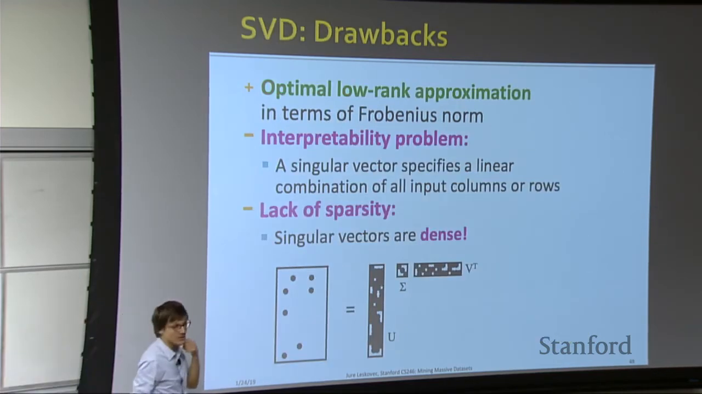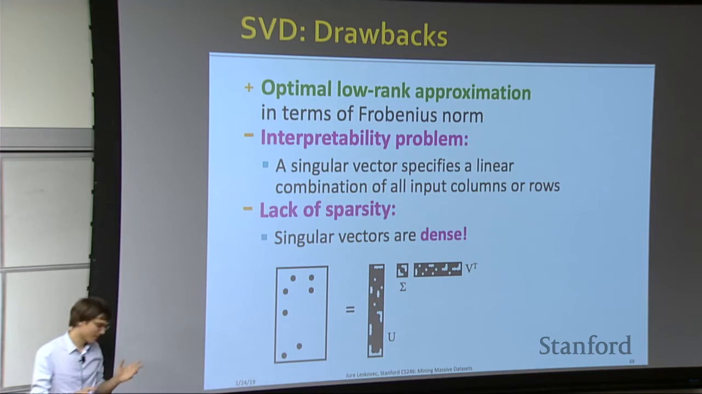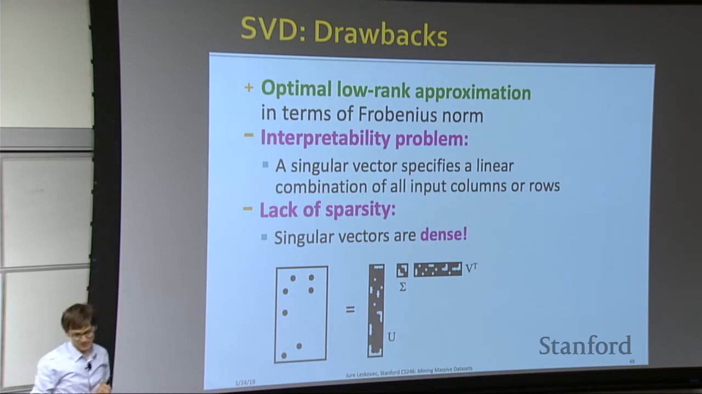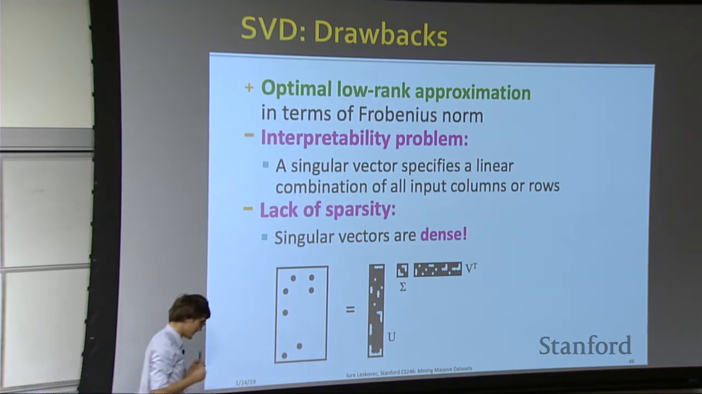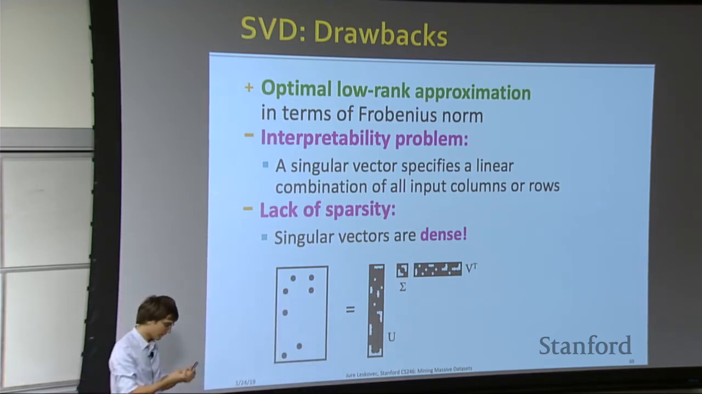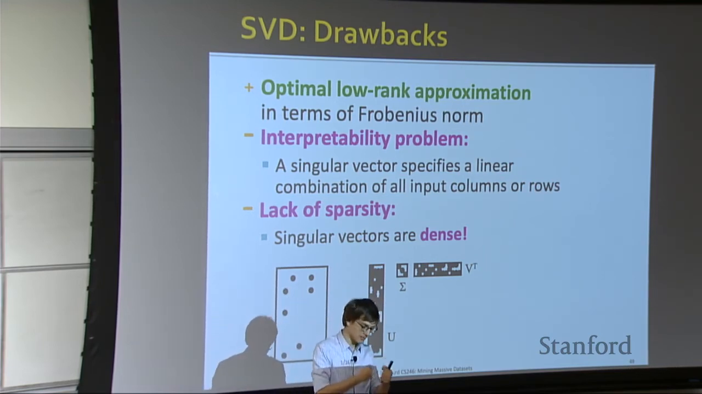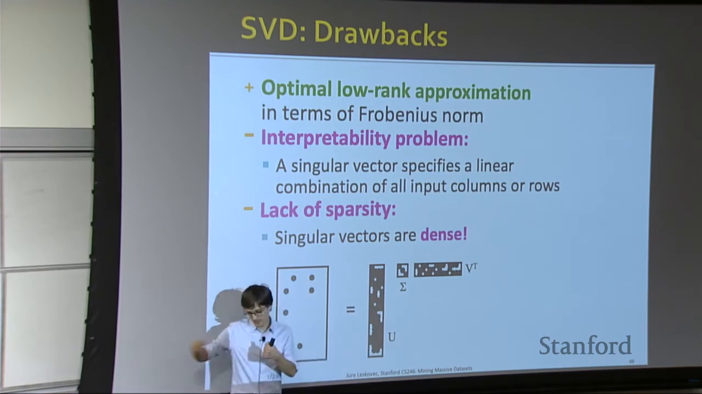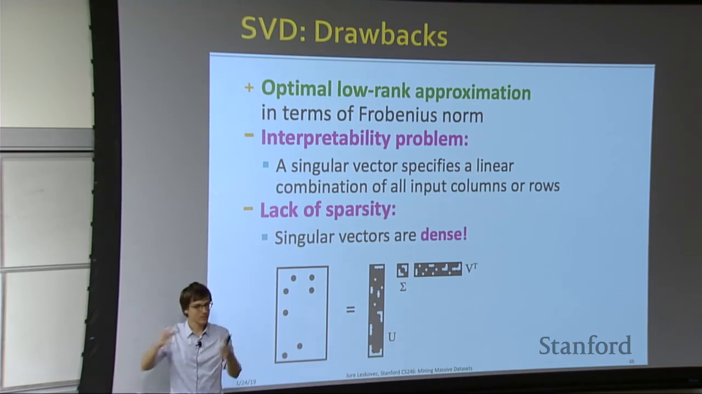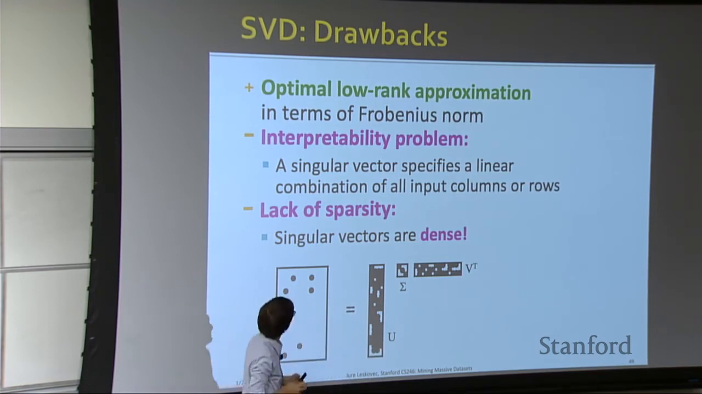So what are some drawbacks of SVD? Actually, first, maybe not the drawbacks, what are the advantages of SVD? The first advantage of SVD is that it's an optimal low rank approximation. What does this mean? This means if I have a matrix A and I want to decompose it into some product of rank K matrices, then basically the optimal way to do that is to take the matrix A, decompose it, set the smallest singular values to zero, multiply that back together, and that gives you the best approximation to the original matrix.